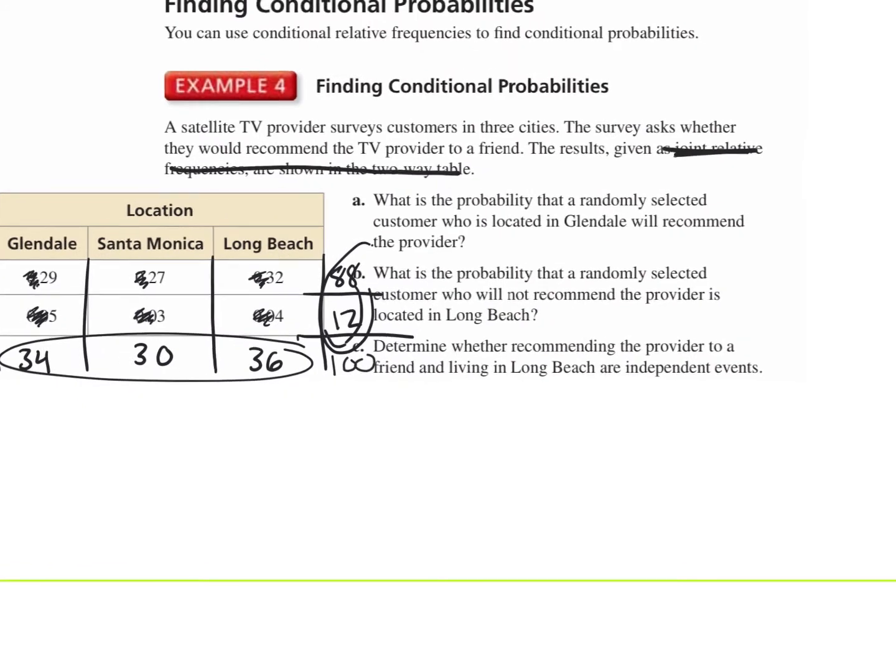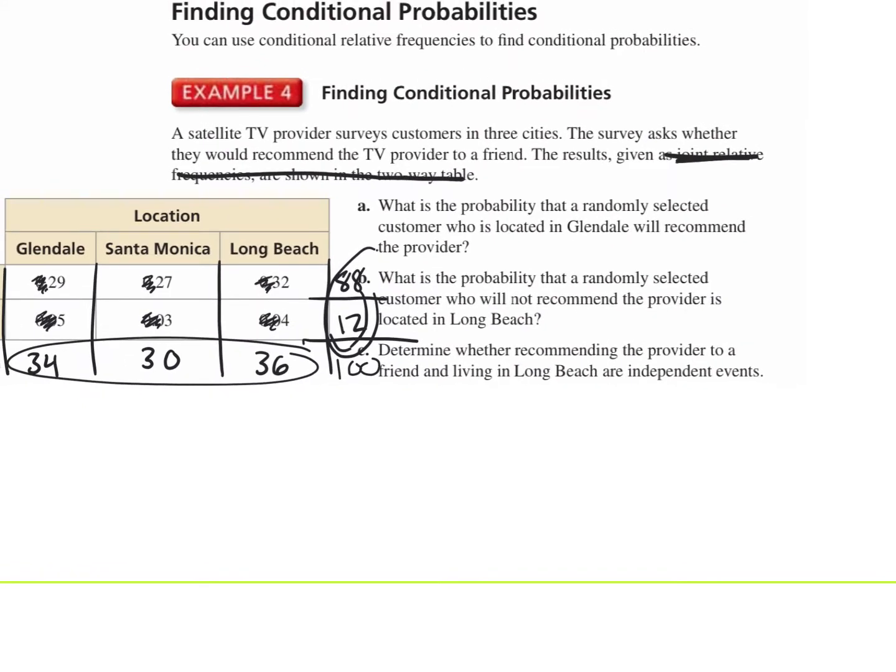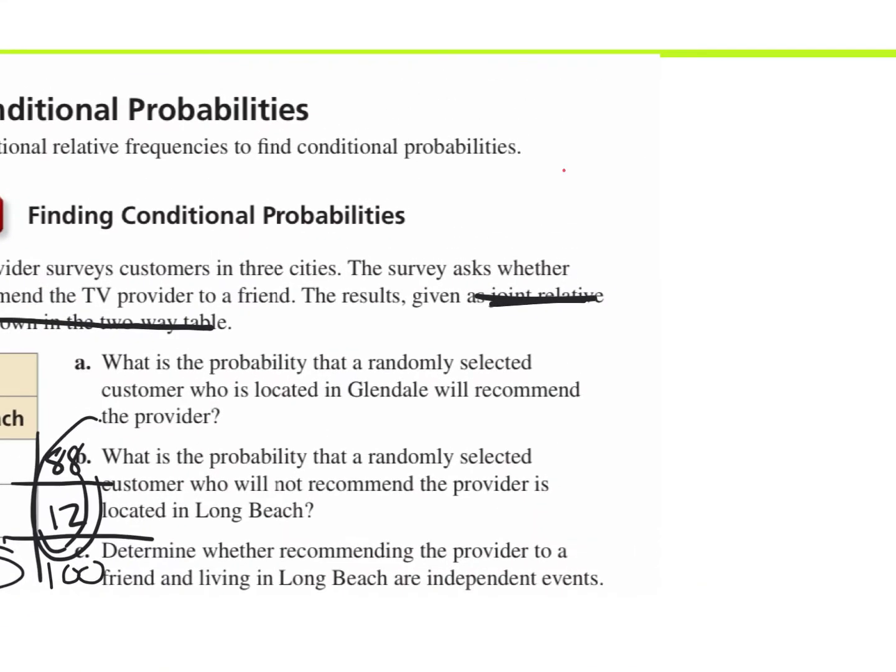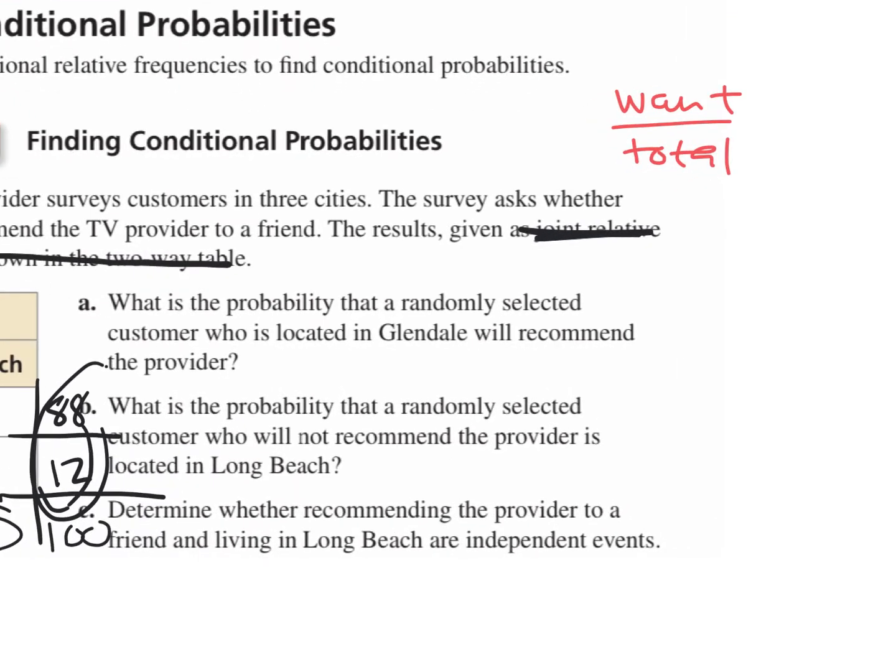All right, let's look at our questions. A says, what is the probability that a randomly selected customer who is located in Glendale will recommend the provider? So same type of probability we were doing before. It's going to be what we want over the total. We have to be careful because it's not always going to be the total. It will be the sample space that we're looking at.